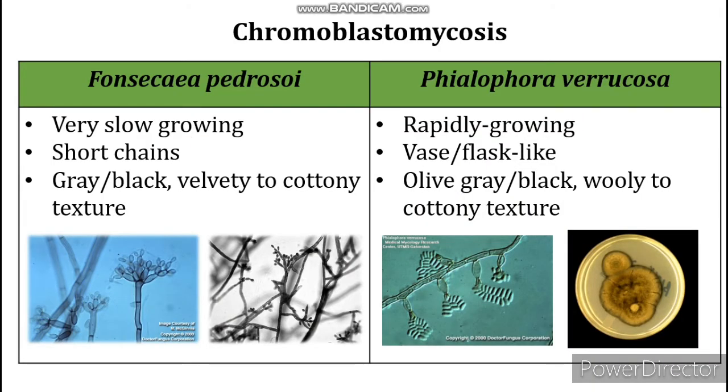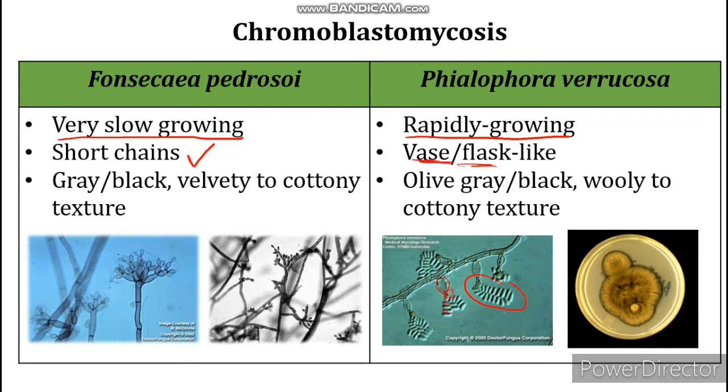Now, your chromoblastomycosis disease is caused by the 2 subcutaneous mycoses, your Fonsecaea pedrosoi and your Phialophora verrucosa. Now, these two have nice distinguishing characteristics, because your Fonsecaea pedrosoi is a very slow growing subcutaneous mycosis, while your Phialophora verrucosa is rapidly growing. So, yun yung main difference nila. Aside from that, your Fonsecaea pedrosoi grows in short chains, while your Phialophora verrucosa has a formation of a vase-like or flask-like conidia. Ayun o, para siyang vase.